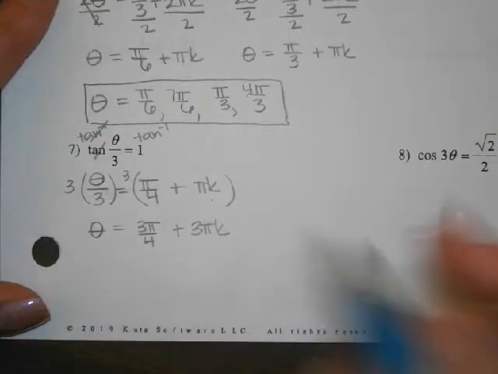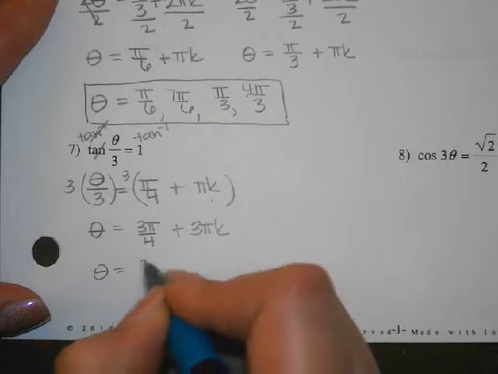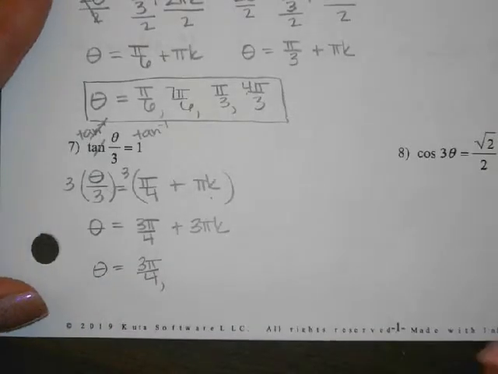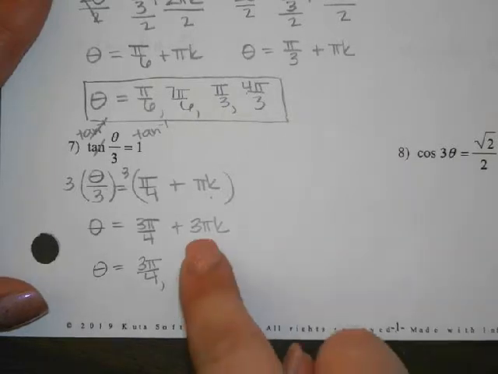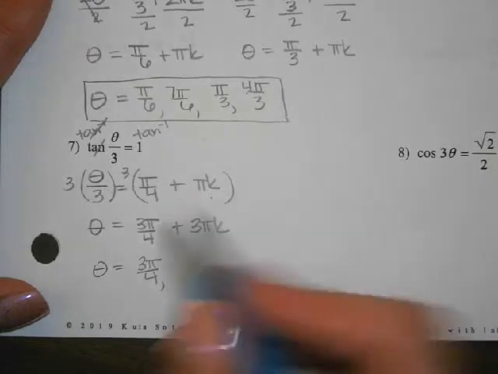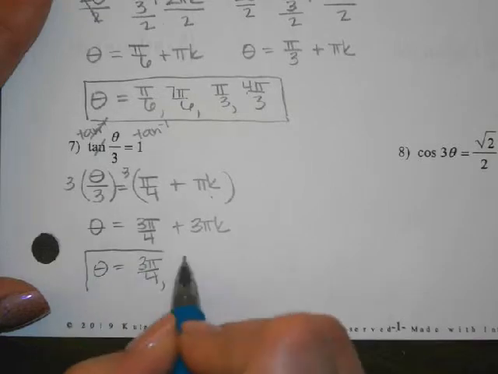So I'm going to say theta equals 3 pi fourths, because that answer was positive. If I take 3/4 and I add a whole period of the graph, if I add 3 to that, that's going to be way bigger than 2 pi. And so that means I only have this 1 answer to write down.